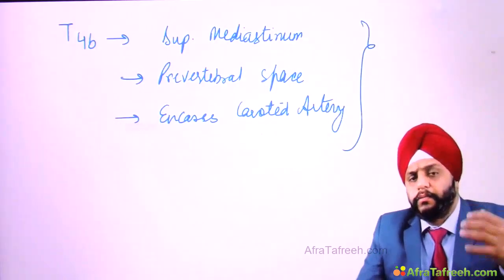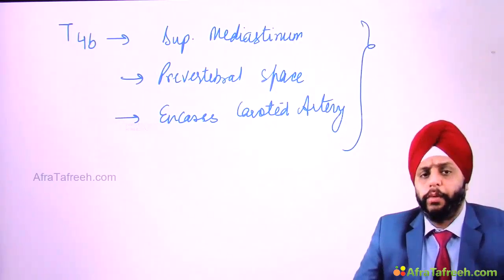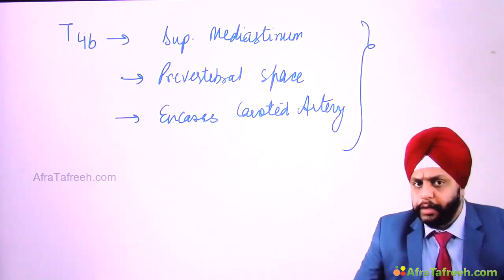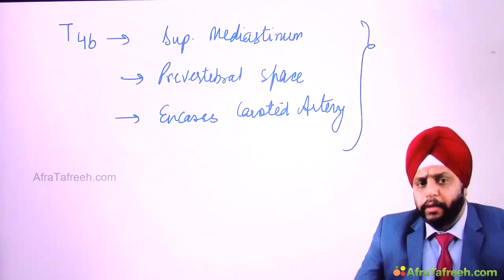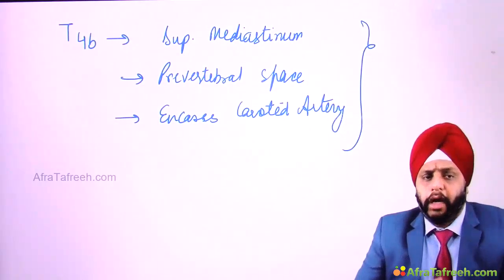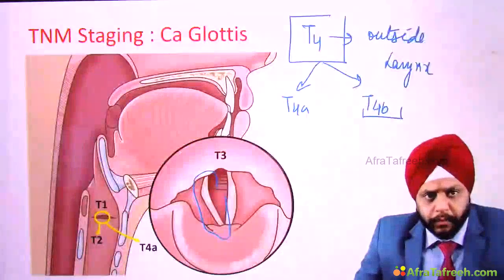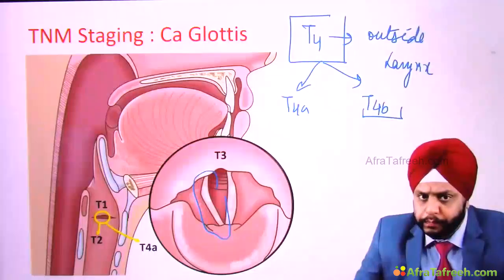In all these 3 situations, the disease becomes incurable, right? And therefore it is classified as T4B. Anywhere else in the neck, it is known as T4A. Suppose it is involving the strap muscles, the sternocleidomastoid muscle, the thyroid gland, all that will be T4A. So other than these 3 places, it is T4A, right? So that's the staging for CA glottis.